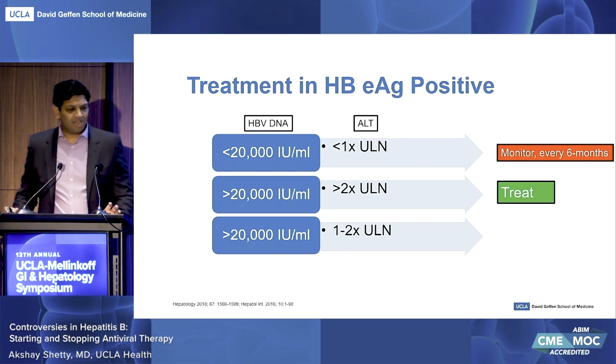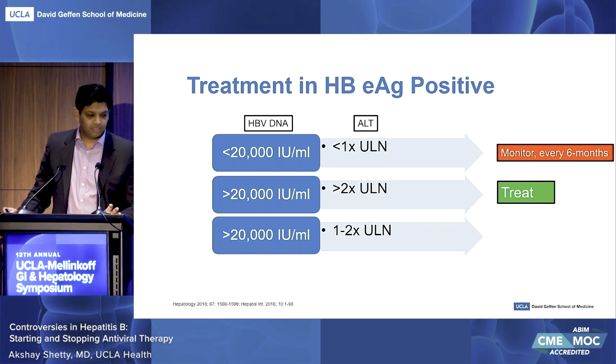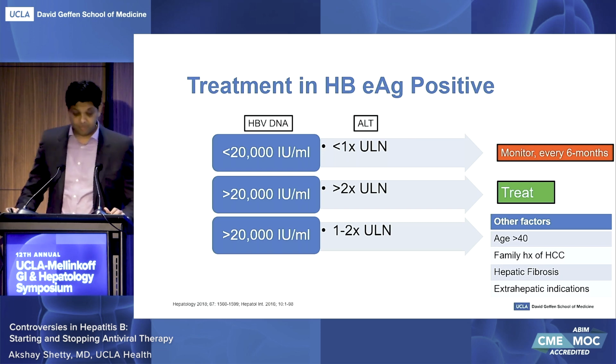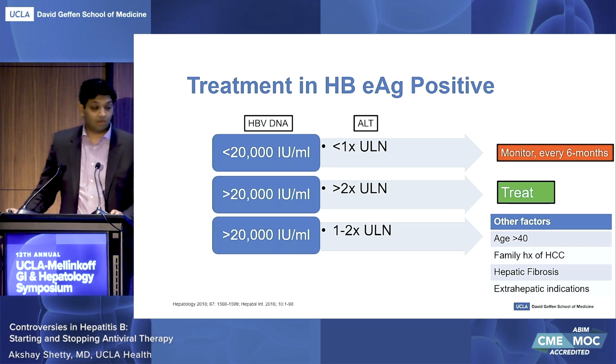However, in patients who have a high viral load, but their ALT remains between 1 to 2 times the upper limit of normal, usually these patients need closer follow-up, ideally labs done every 3 to 6 months. You should look at other factors. AASLD recommends looking at whether patients are older, whether patients have family history of HCC, do they have hepatic fibrosis, or do they have a secondary reason, a non-liver related reason to be on Hep B treatment. Other society guidelines do recommend looking at a few other factors. Dr. Han and Dr.